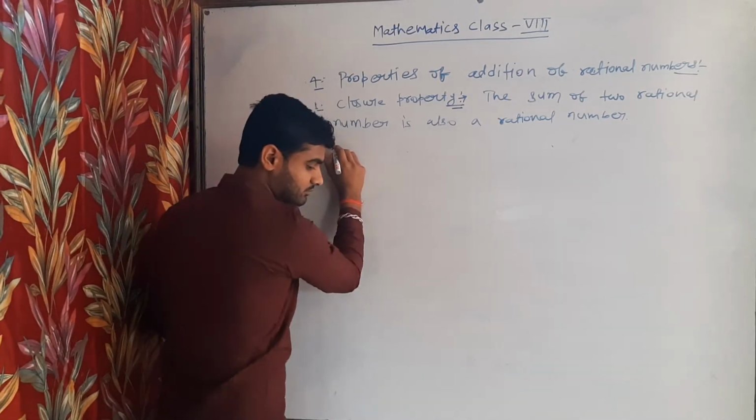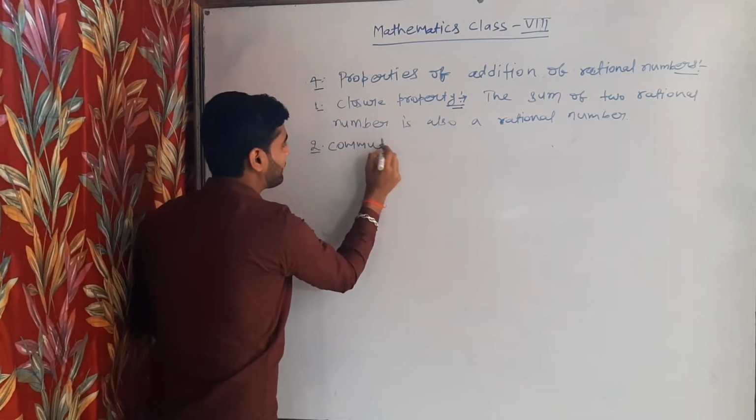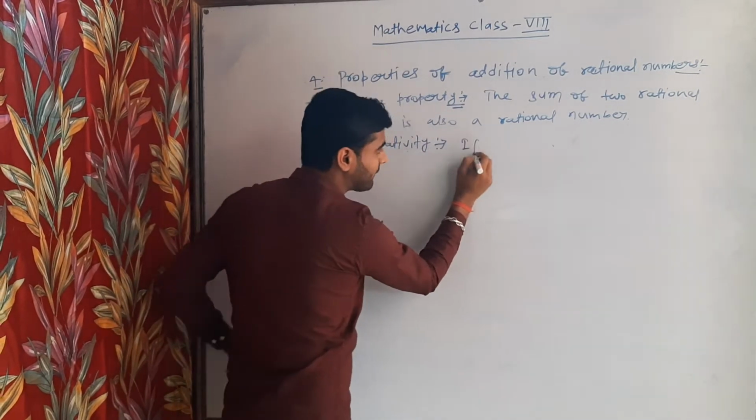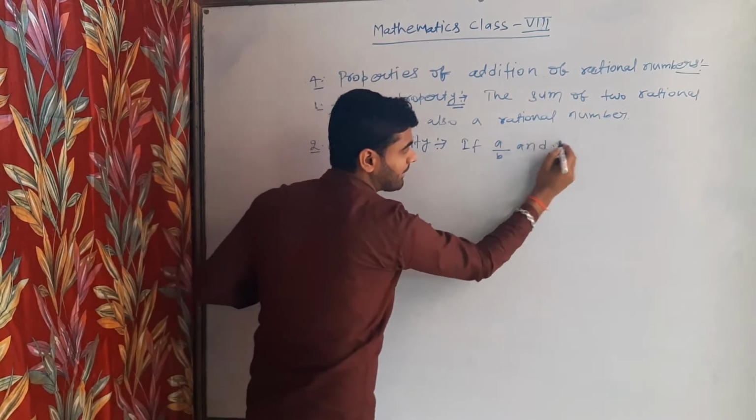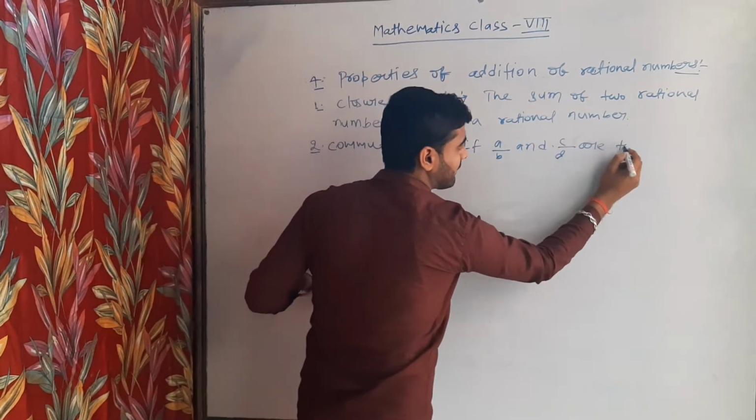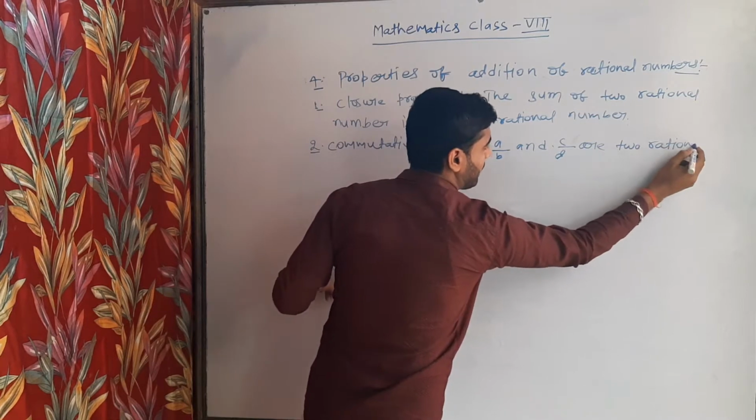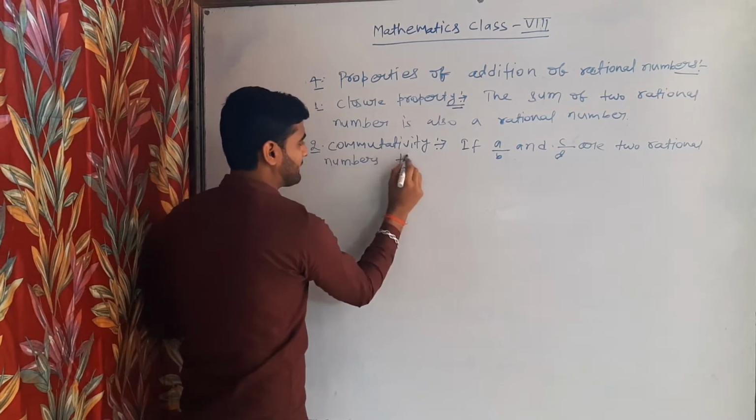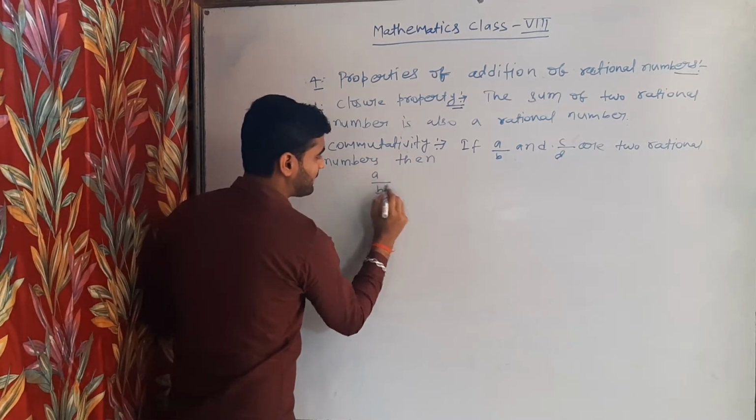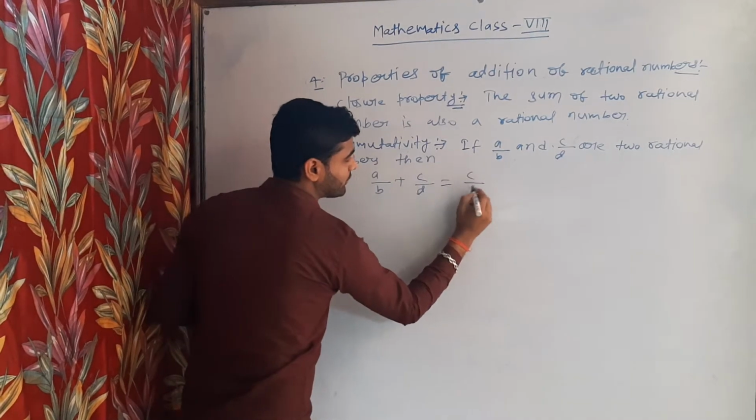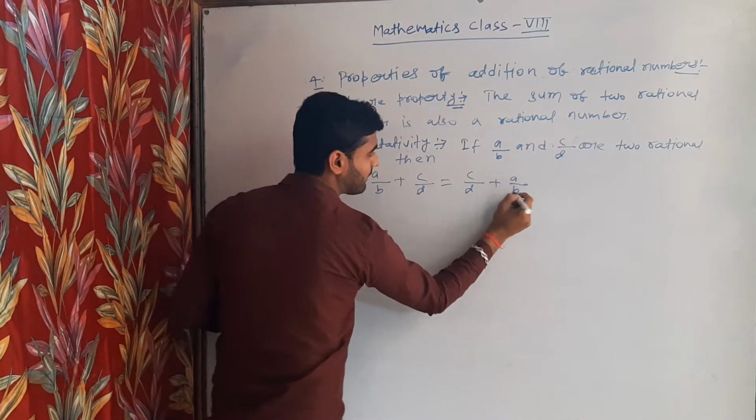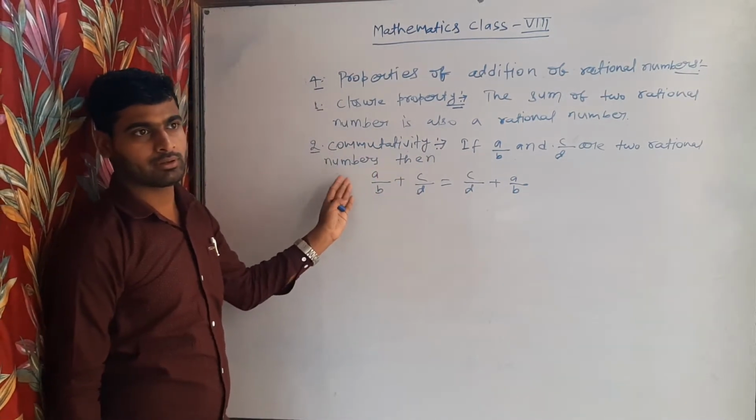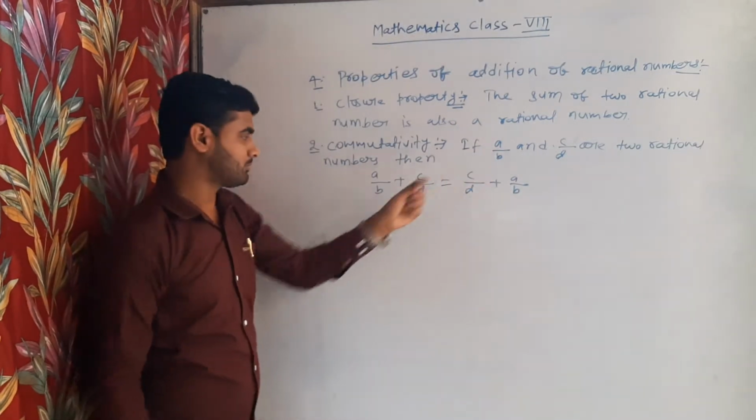Second, commutativity. If a by b and c by d are two rational numbers, then a by b plus c by d is equal to c by d plus a by b. That means when we change the order of the numbers, the result is also the same.